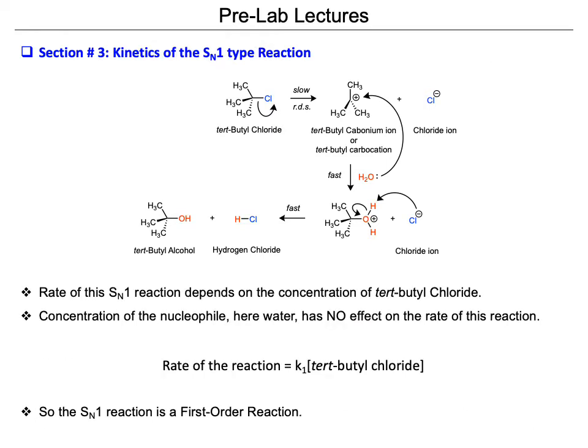So you see again the experiment mechanism. You need to remember that the rate of this SN1 reaction depends only on the concentration of the tert-butyl chloride at the beginning. The concentration of the nucleophile here, water, has no effect on the rate of this reaction. So the rate of the reaction depends just on the tert-butyl chloride concentration. With that formula, we call the SN1 reaction of tert-butyl chloride a first order reaction.